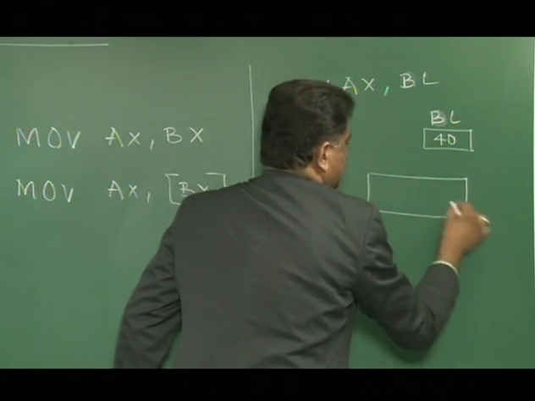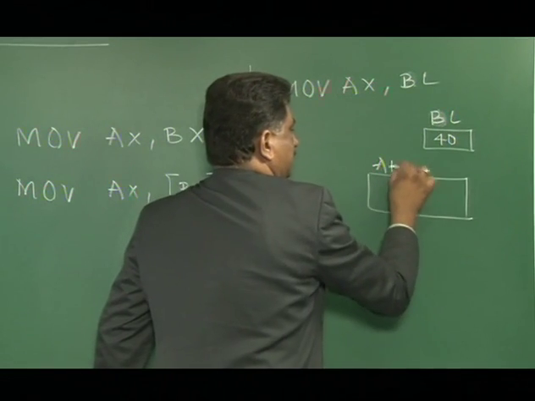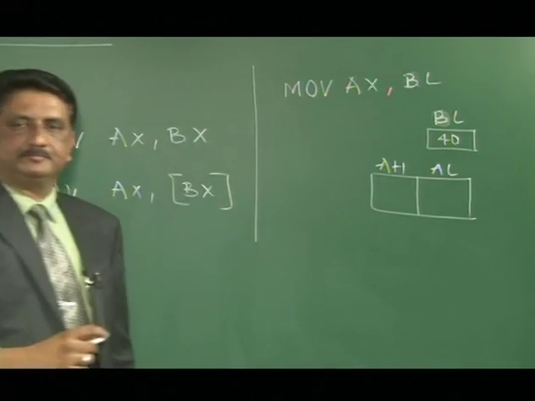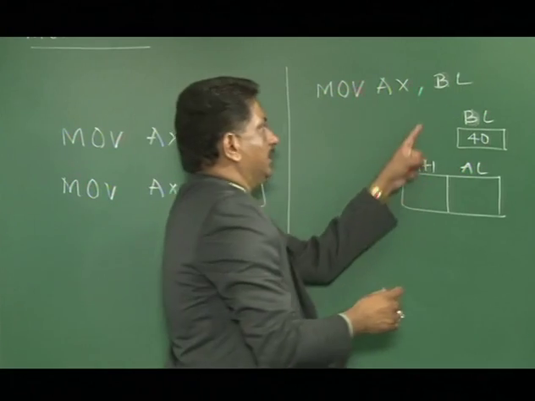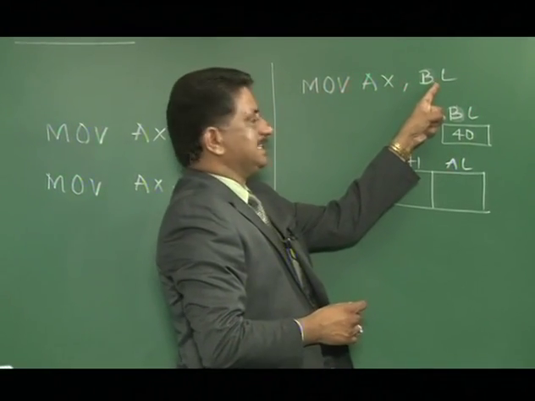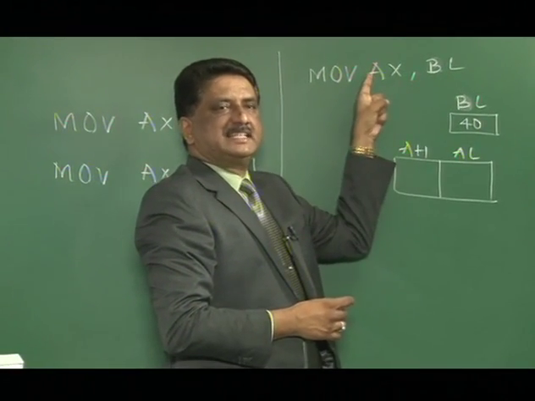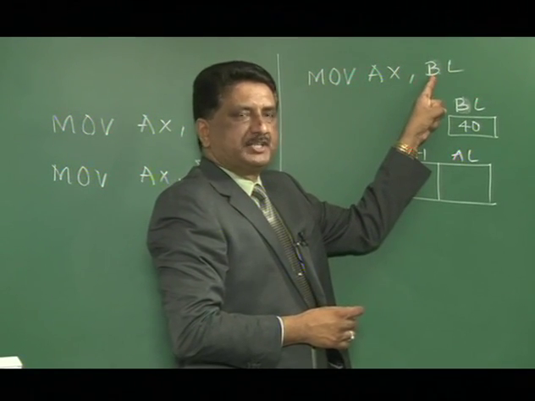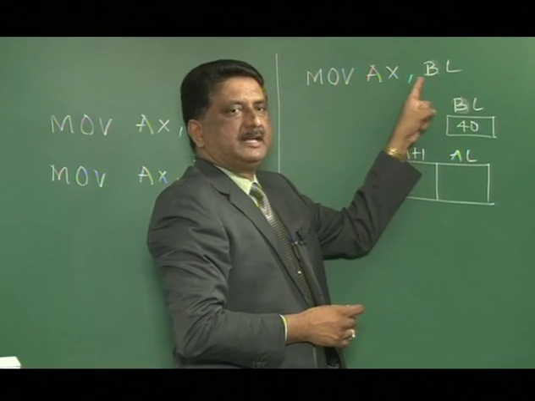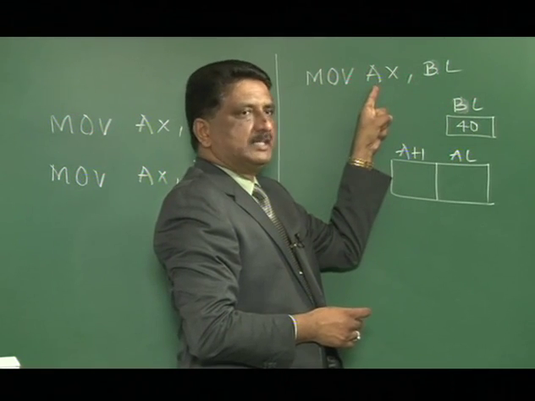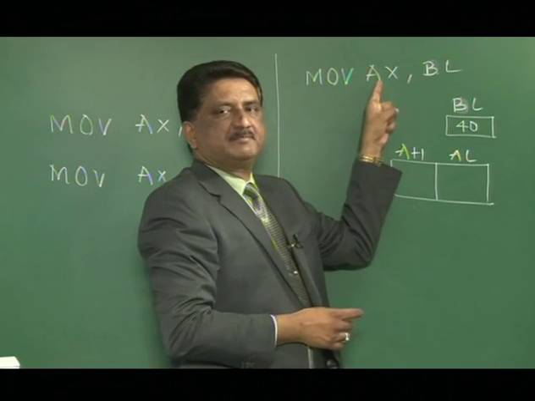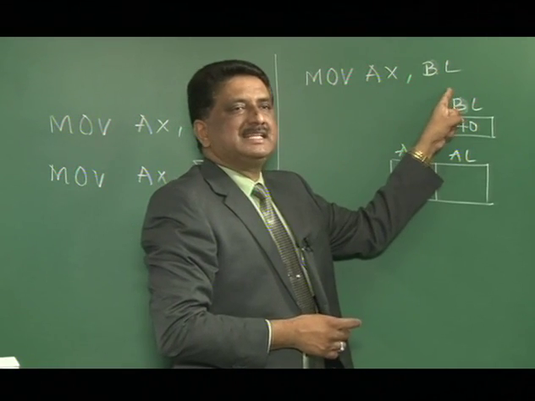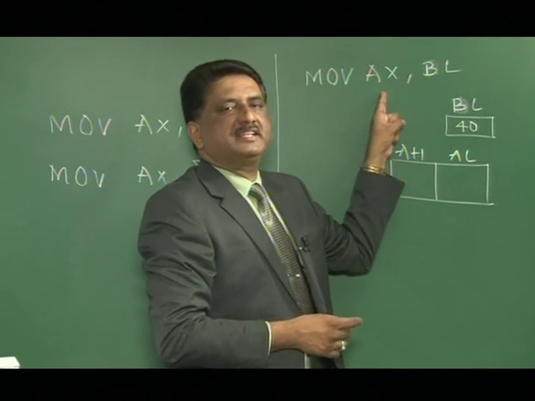Now AX is 16 bit, which has got AH and AL. So as per this instruction, the source is 8 bit and the destination is 16 bit. Sir, this should be possible, could be a question in your mind. But unfortunately, your processor cannot do this, even though the destination is bigger than the source operand. The reason is, it is an ambiguous instruction.